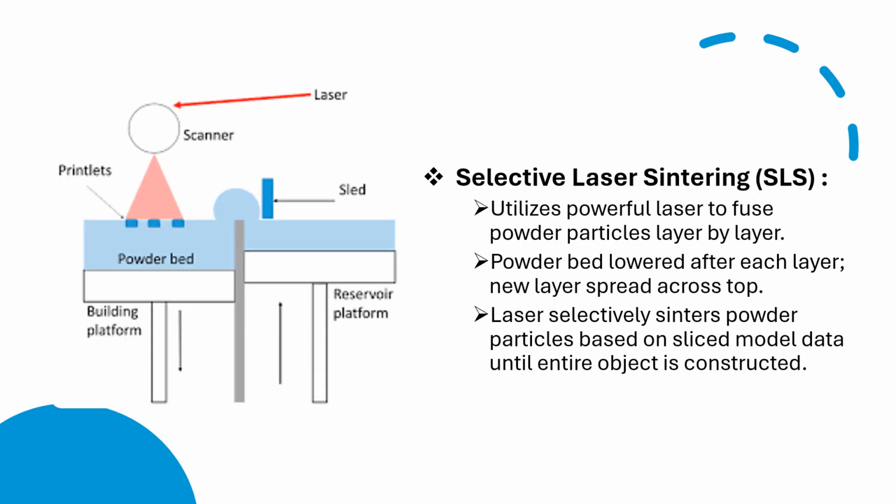Selective laser sintering, SLS. SLS utilizes a powerful laser to fuse powder particles layer by layer. The powder bed is lowered after each layer, and a new layer of powder is spread across the top. The laser selectively sinters the powder particles based on the slice model data until the entire object is constructed.